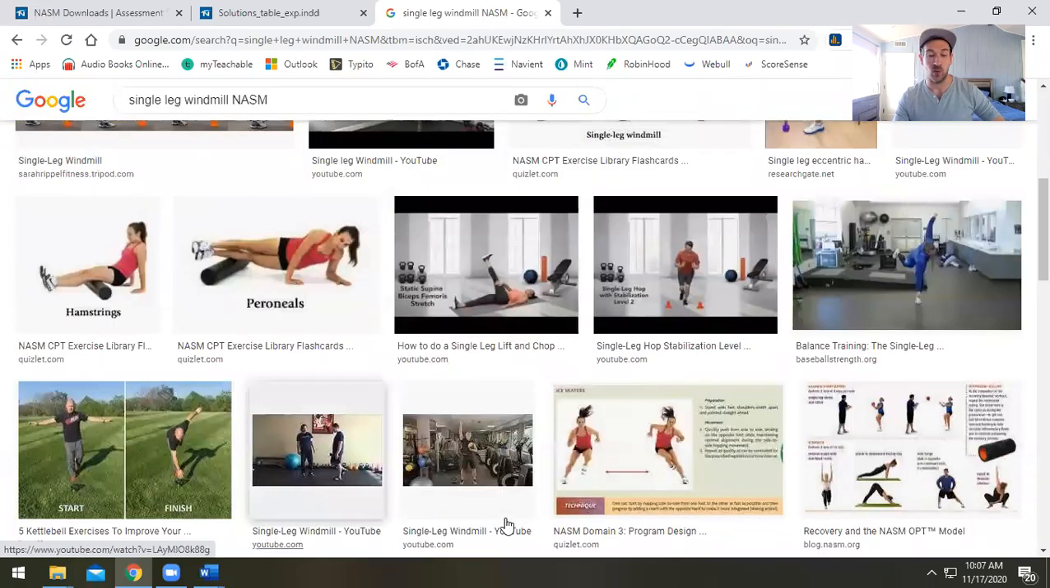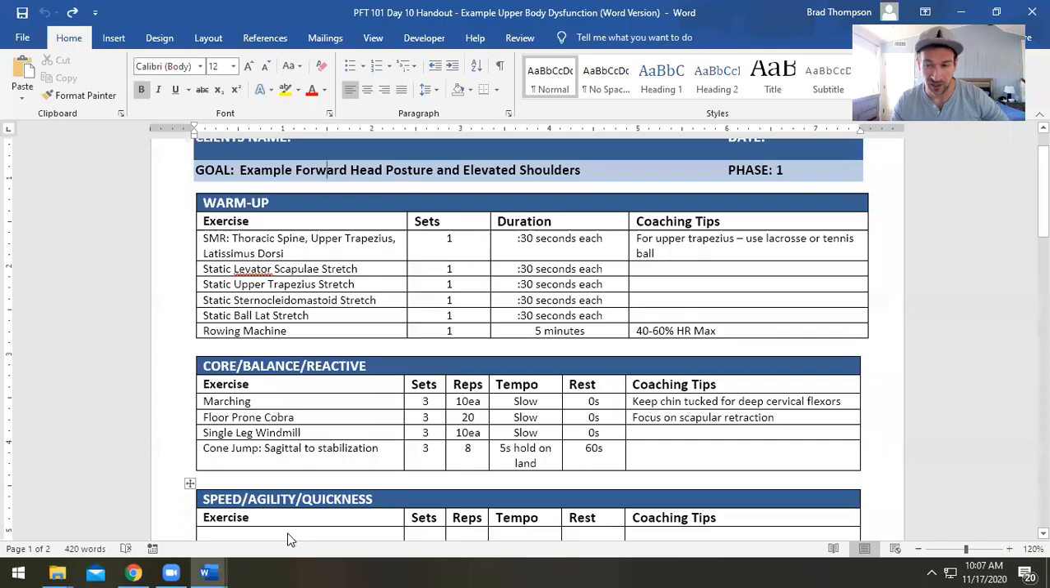But what the single leg windmill is, you are going to stand on one leg like so. All right, so I'm going to stand on my left leg, and I'm going to lift this thigh. I'm not going to get it fully parallel to the ground, but I'm going to rotate towards my knee here, and then I'm going to go back to neutral, and then I'm going to do the exact opposite, and this side's so much harder, and I'm going to rotate this way.